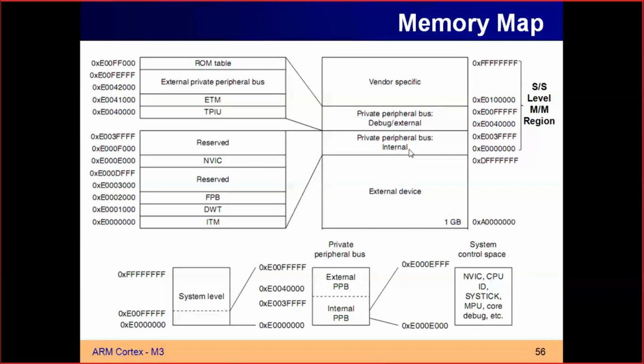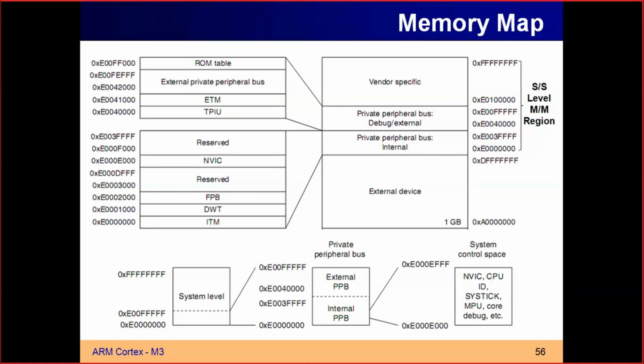So these send their data through the private peripheral bus, coming in this area. The other, the private peripheral bus external, is used for transferring data of the ETM, embedded trace macrocell, and the TPIU, trace port interface unit. And ROM. After that, you have a vendor specific area that can only be accessed by the vendor or manufacturer. All the serial numbers and other manufacturing details are written here. It is not accessible to the user. So this is basically the memory map of Cortex M3.